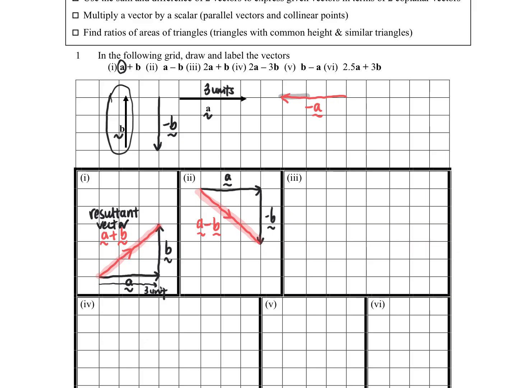Okay? So let's look at this one. 2A plus B. So instead of moving 3 units to the right, I need to move 6 units now. So 3, 6. So this is 2A, moving 6 units, 2 blocks of A. And then plus B, so I move upward by 3 units. So this is the resultant that I should get, moving from here to there. So this is 2A plus B. This is what I need to see.